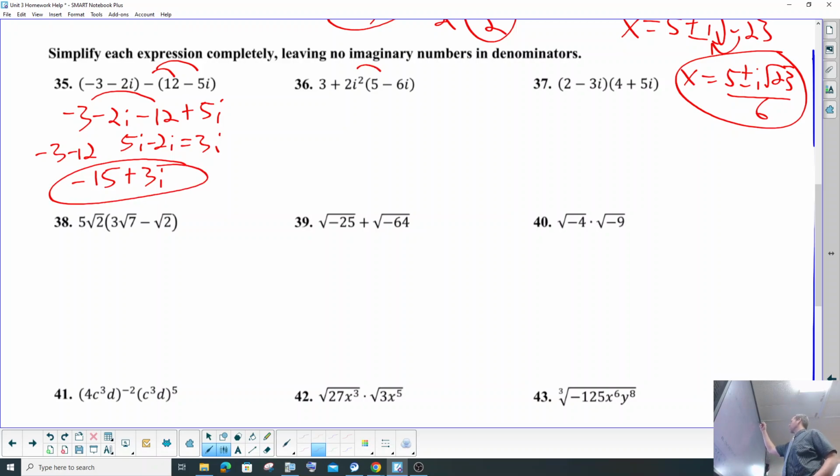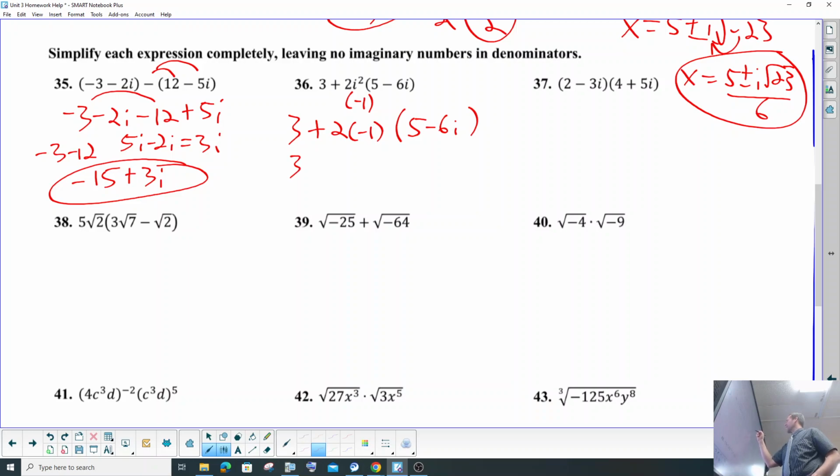So then this distributes through. So we have 3 plus... Oh, wait a second. What's i squared? Let's make this easy on ourselves. i squared is negative 1. So we get 3 plus 2 times i squared, which is negative 1, and that's going to be multiplied through like that.